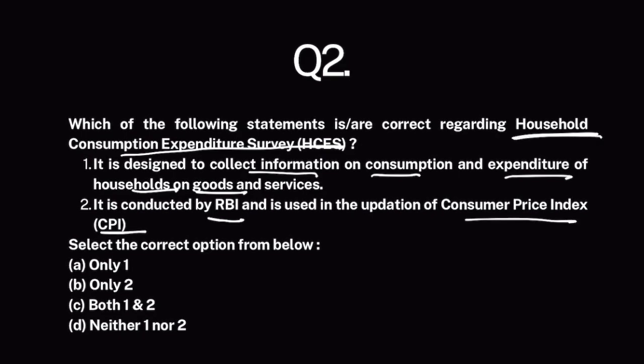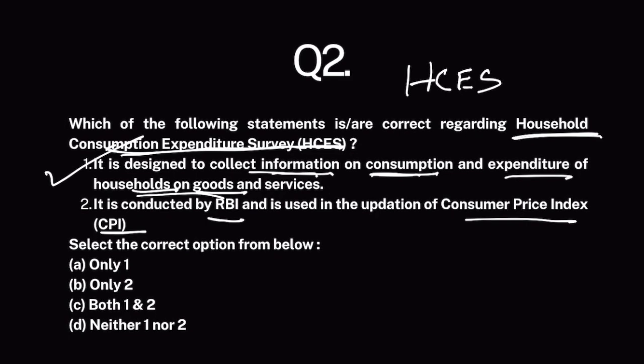Now, household consumption expenditure survey is very rightly used to collect information on consumption and expenditure of households. This survey is done to gather data on monthly expenditure of average households in India. What is the monthly expenditure of average households in India? On what items are people spending more these days? Are these food items, processed food items, luxury items, and whatnot? Okay, so this is the data that is gathered by HCES. So first statement is correct.